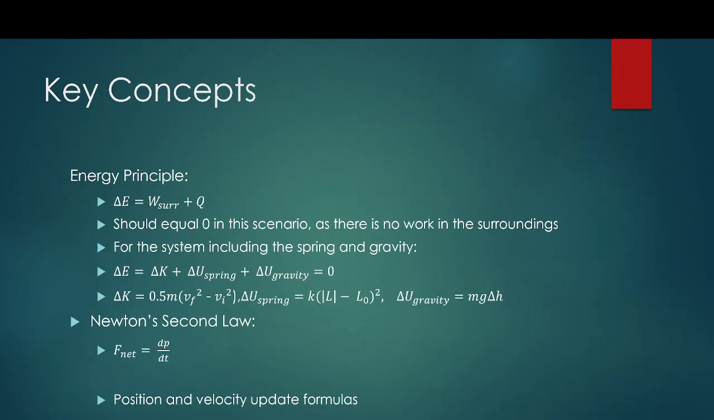So some key concepts are the energy principle, which states that the change in energy of the system is equal to the work of the surroundings plus the heat. This should be equal to 0 because there is no work in the surroundings for the system, including the spring and gravity of Earth. The total energy change is equal to the change in kinetic energy plus the change in spring potential energy plus the change in gravitational potential energy, which should be equal to 0. And you can see the formulas for each of the respective potential energy formulas below.